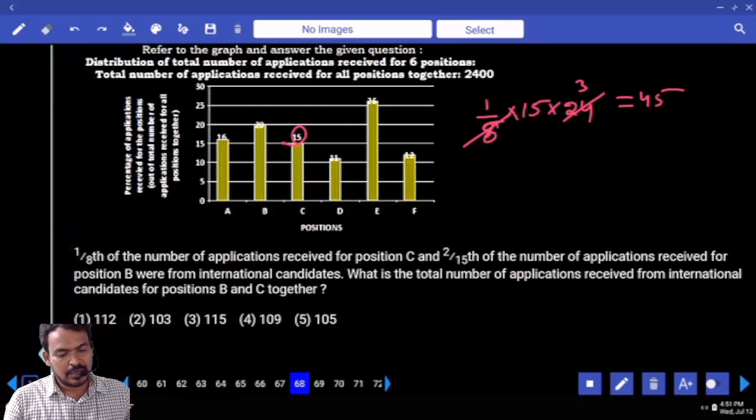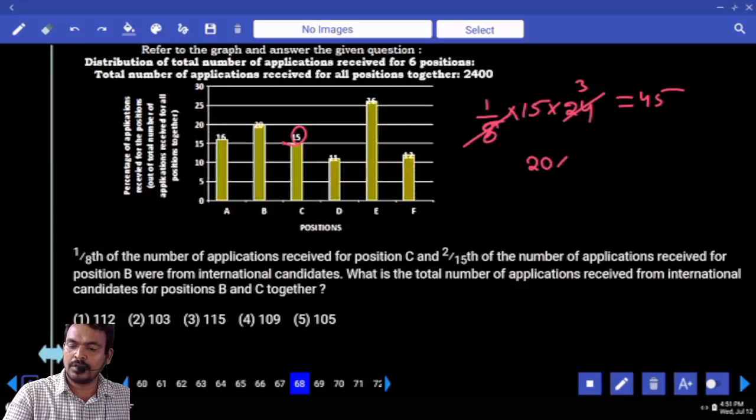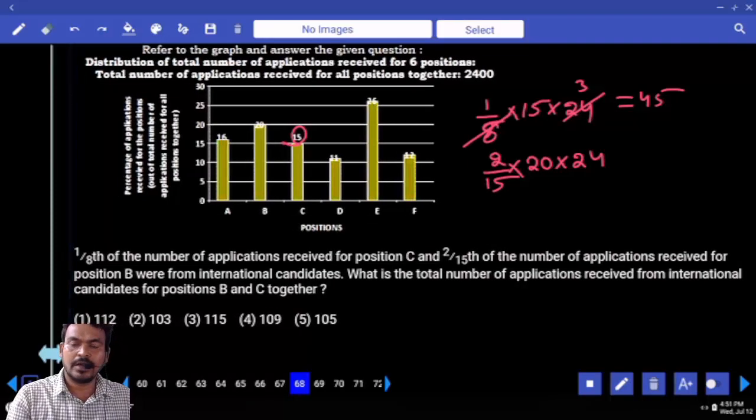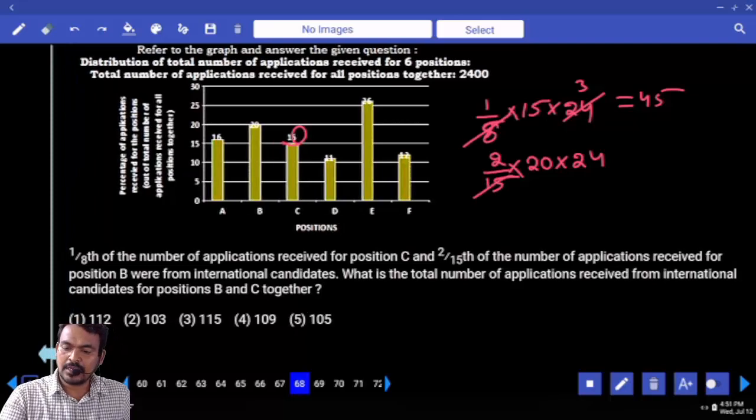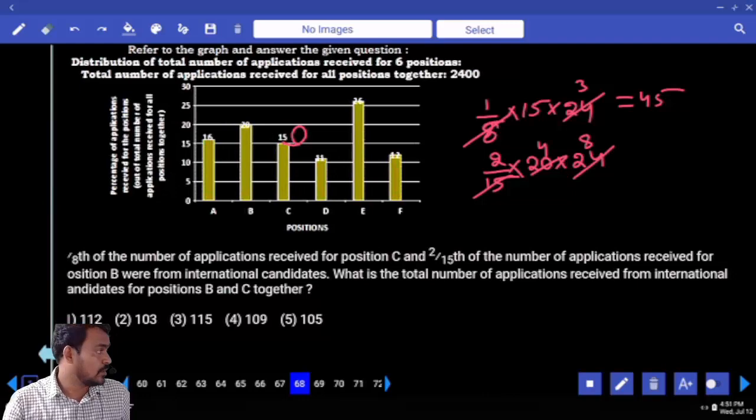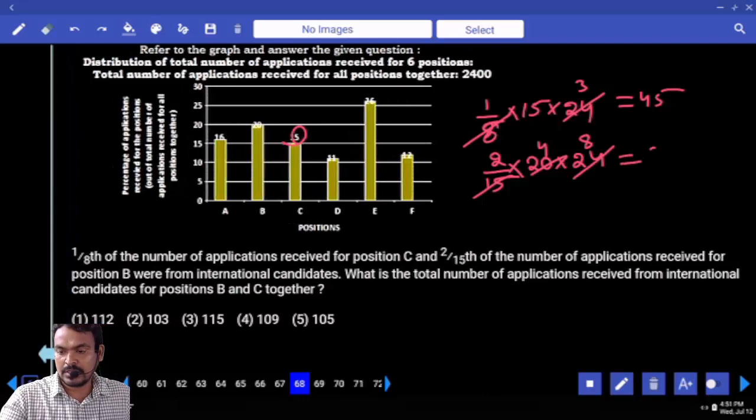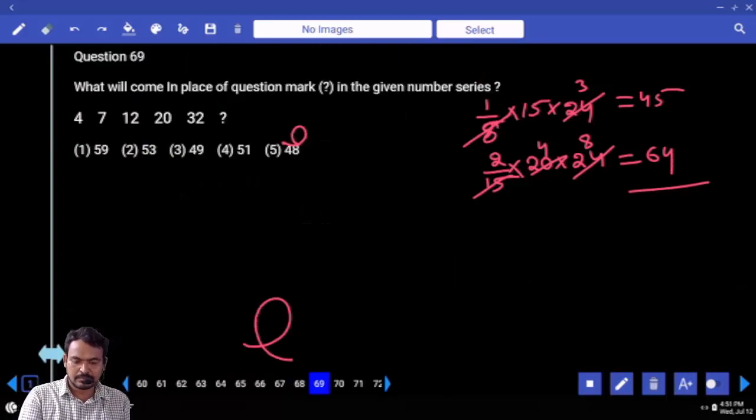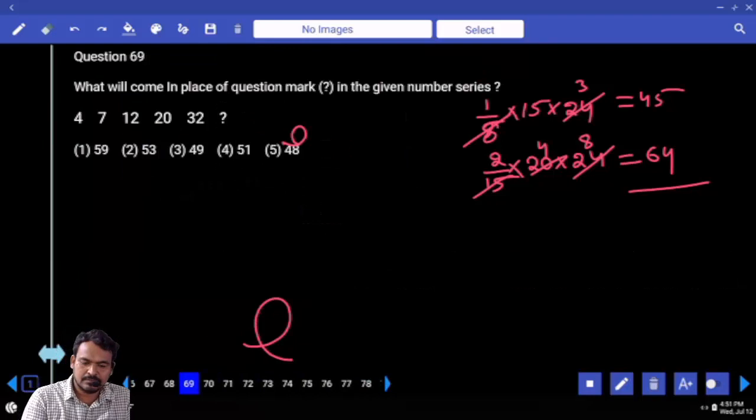Next, in B, what is the B percentage? 20%. Means write 20 into 24. In that how much value we need? 2/15. 5 3 times, 5 4 times, 3 again 8 times. Means it will be 64. But we require together value. What is the answer? 109. Next, number series.